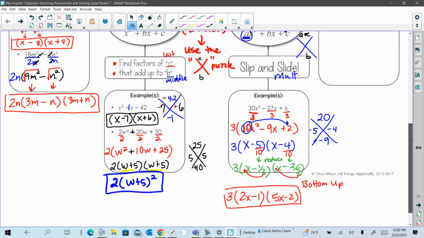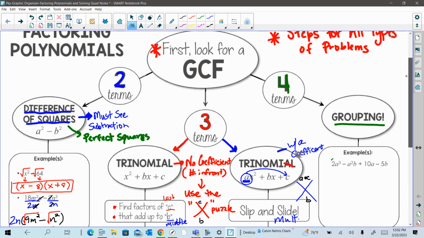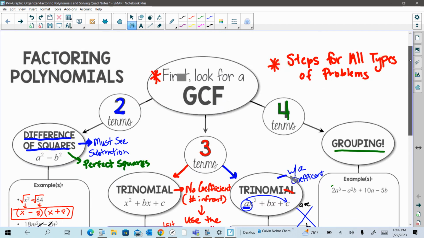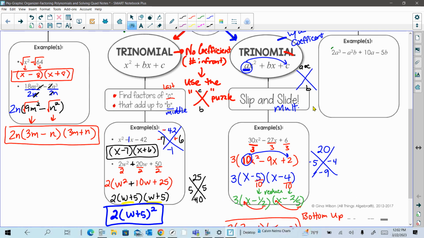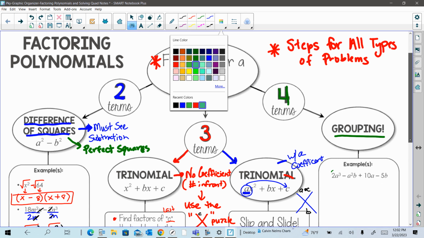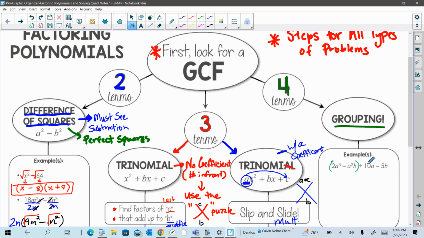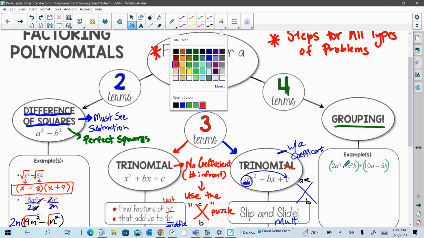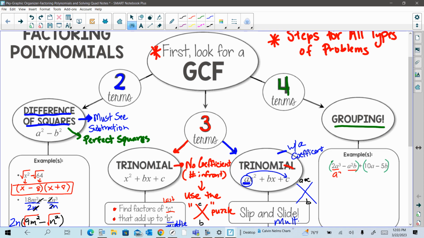And then our last one, grouping here, is anytime I see 4 terms. So if you look here, I have to have 4 terms separated by plus or minus. And whenever that happens, then we're going to start off with grouping the first 2 together, the second 2 together. Then we look at the first 2, find a GCF between them. The GCF here would be a squared. Okay, so the a squared is outside the parentheses, leaving me with 2a minus b.